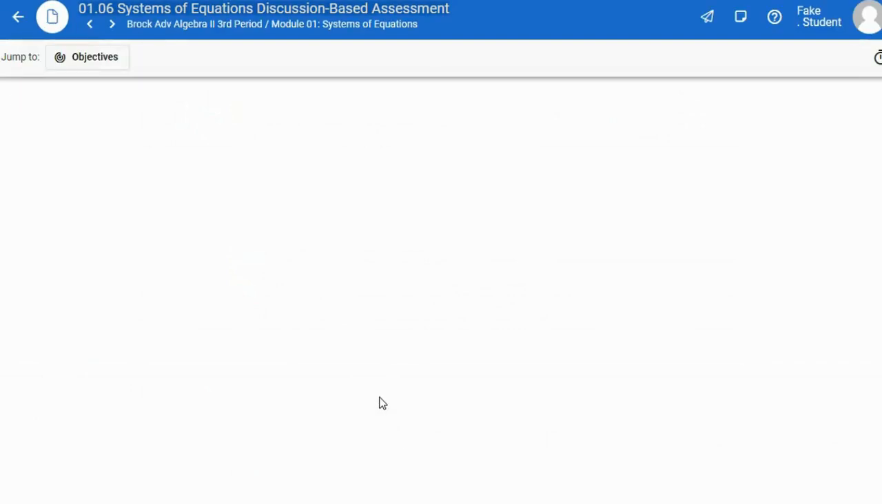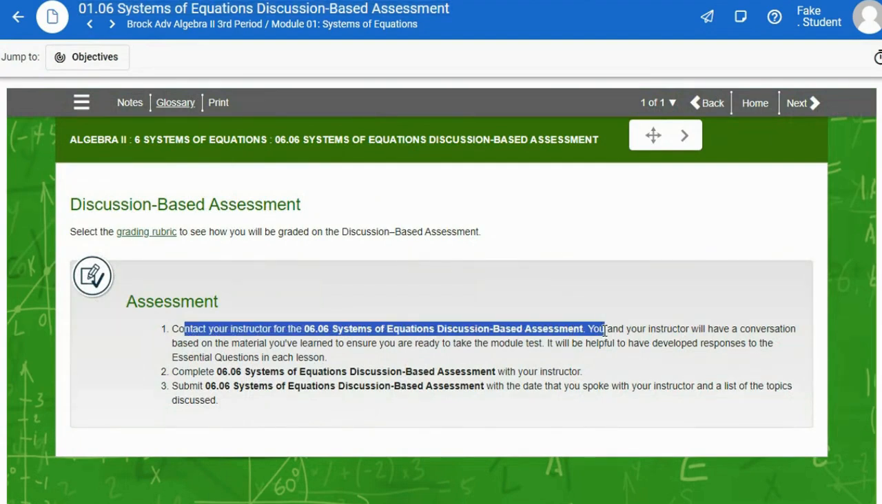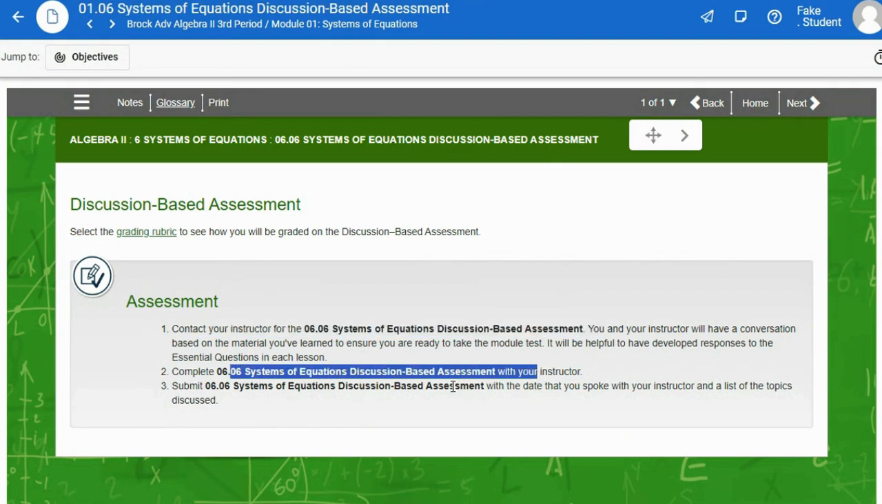I don't know that it has a whole lot for us. It usually has like a review. Oh, it says there, contact your instructor for this discussion-based assessment. So you're going to do that with your instructor and then just submit the date that you did. So all you're turning in is what date did you do this and what did you discuss.